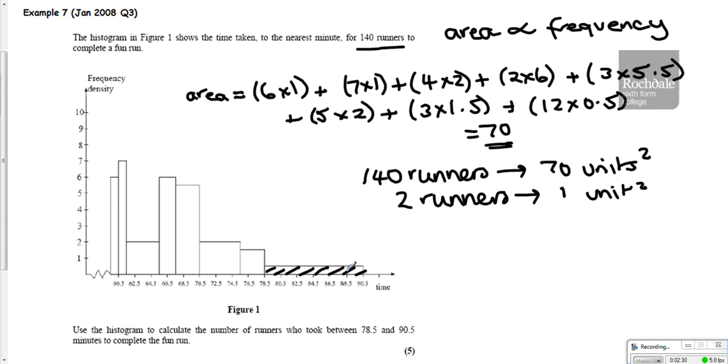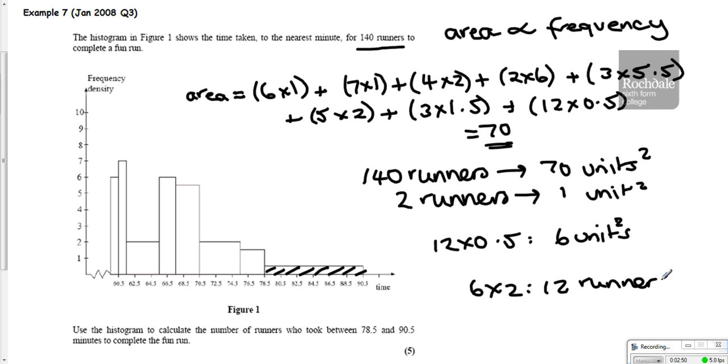Let's have a look at this bar that we're interested in. It's this last one here. 12 times 0.5 is 6. So that's an area of 6 square units. If it's 2 runners for every square unit, it's going to be a total of 12 runners. So don't assume that the area is equal to the frequency. It's proportional to, and in this case, the area was actually half the number of runners. So 1 unit represented 2 runners.